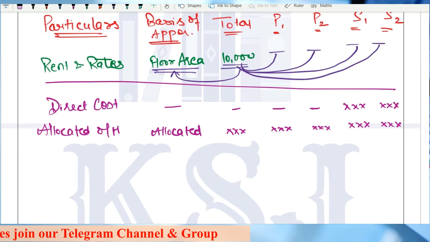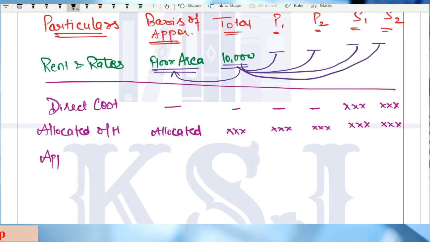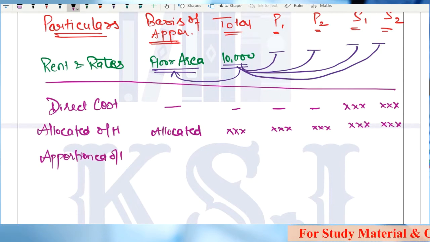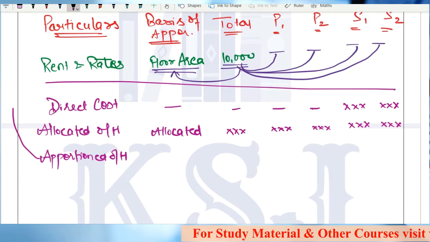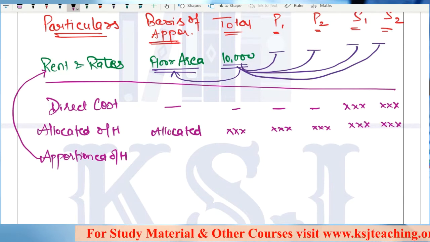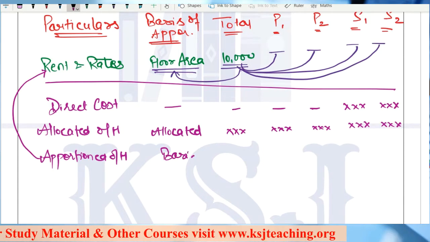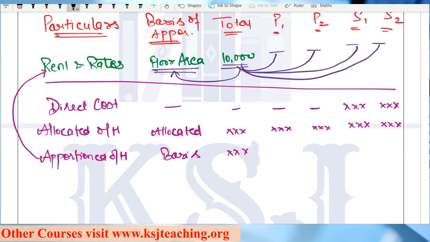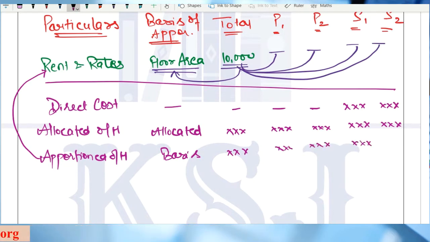Clear, sir, up till this point? Okay. Then we have apportioned overheads. What are apportioned overheads? Like this, rent and rates, you will write the basis, right? And then you will total and then apportion between P1, P2, S1 and S2, right? In the end, you will take the totals.